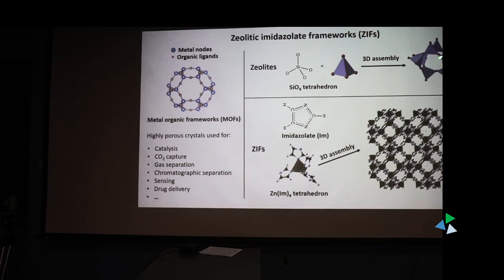So the ZIFs are similar topologically to zeolites, but they are more complex. The building block is more complex. At the center, there is a metal atom. In this case, it's zinc. And the zinc is coordinated with four. There are four links with zinc, and the links are made with this molecule called imidazolate, which is a charged version of imidazole. So you see imidazole involves carbon atoms, nitrogen, and the zinc is linked to the nitrogen atoms here, like this. And when you assemble those building blocks, you can get very complex structures, like these very porous structures, and there are hundreds of possible topologies.